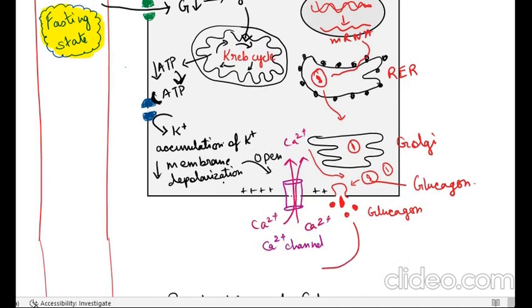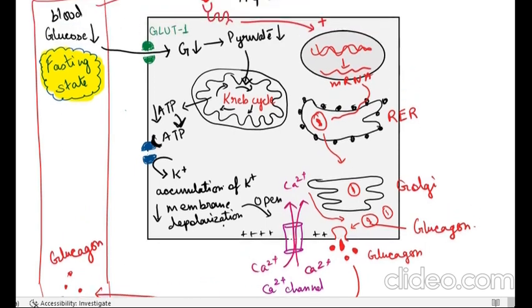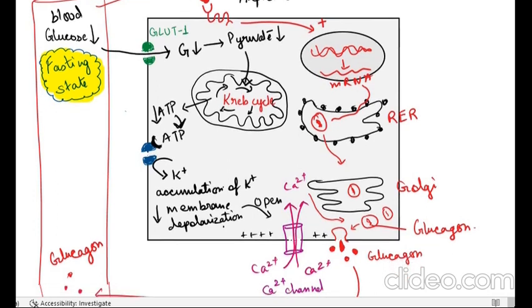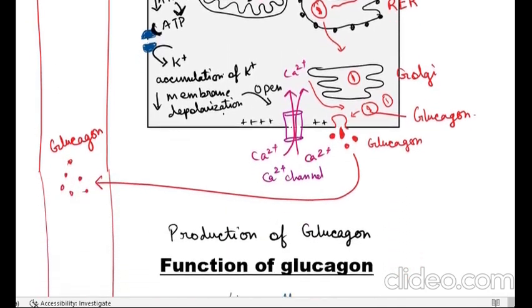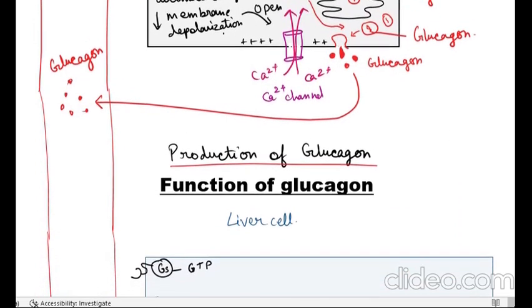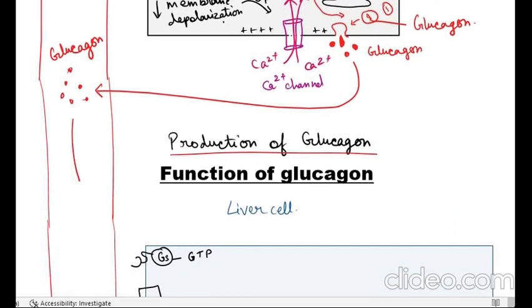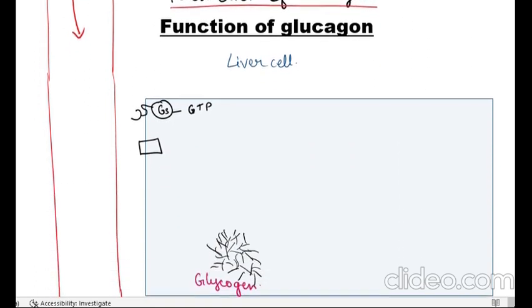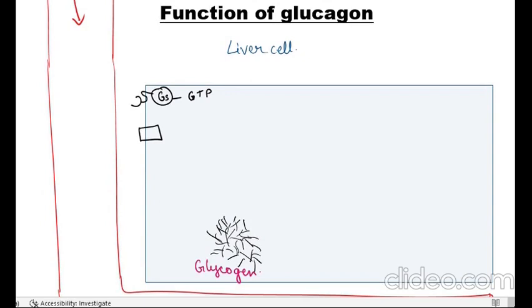Then this glucagon will go into the bloodstream. So whenever we are in the fasting stage and there is low blood glucose, our body will be producing glucagon. So the production of glucagon has been done. Now we will see what the function of glucagon is and how it functions. First, let us come to the liver cell.